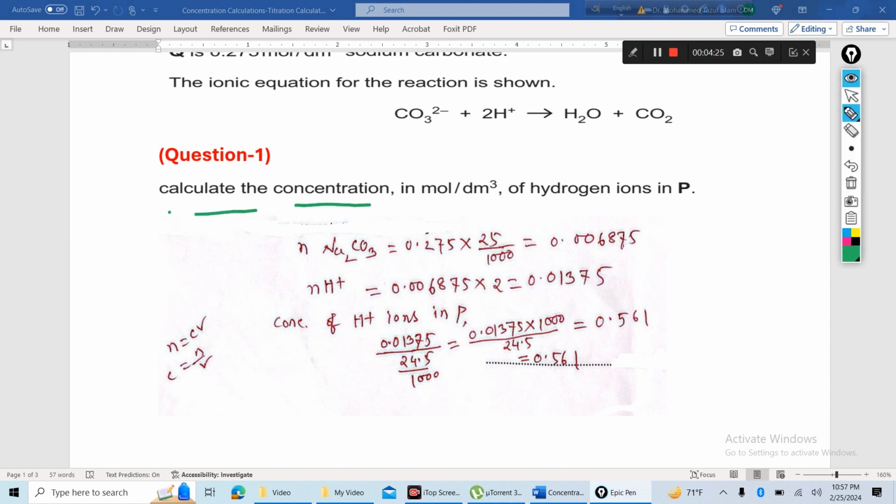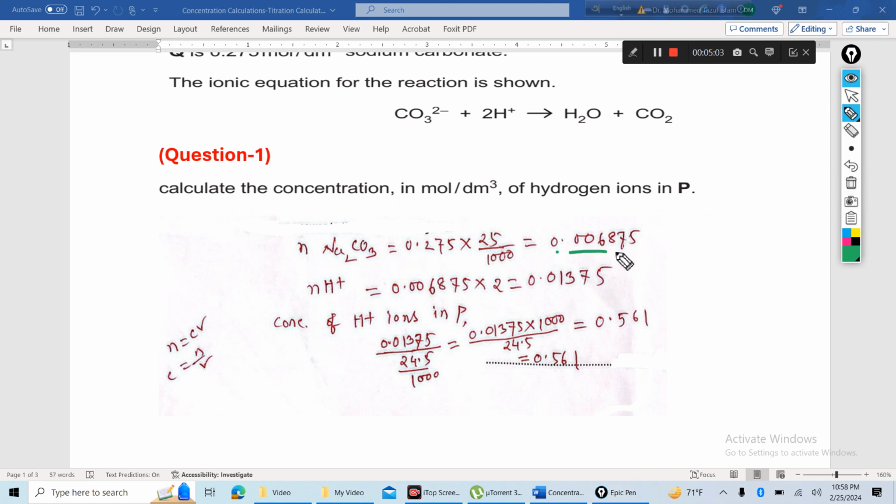Now the question asks: calculate the concentration in mol per dm cube of hydrogen ion in P. What is the hydrogen ion concentration? Now you know the number of moles of sodium carbonate, n equals CV. C means concentration, V means volume. So moles of sodium carbonate is concentration times volume. Volume is 25 divided by 1000, converted to dm cube.